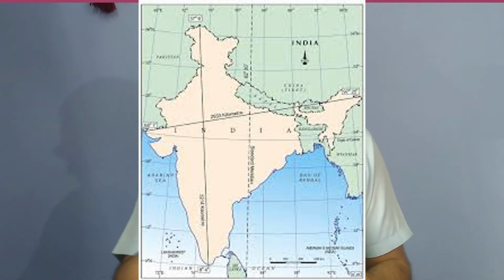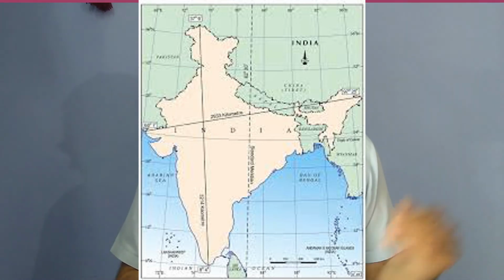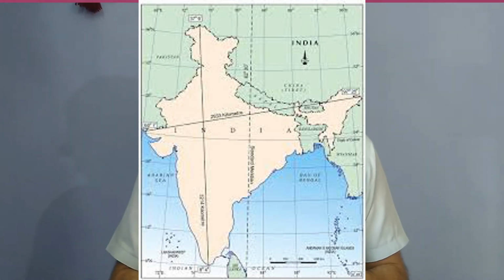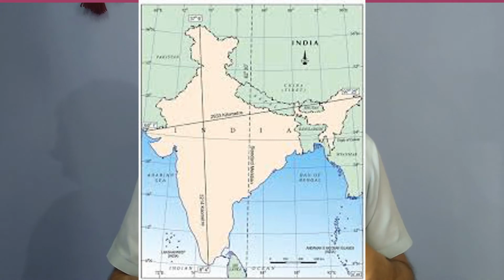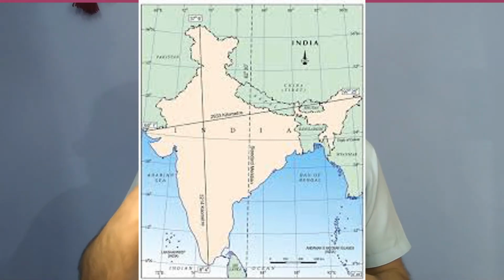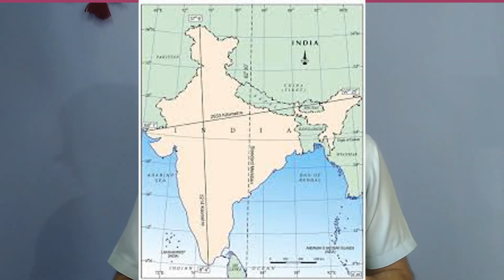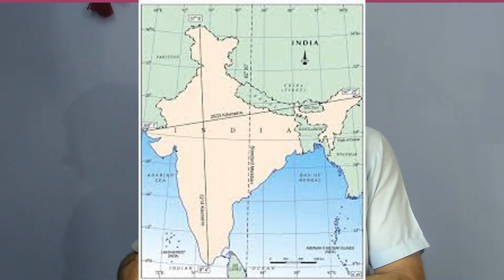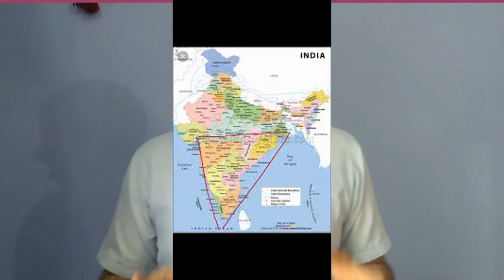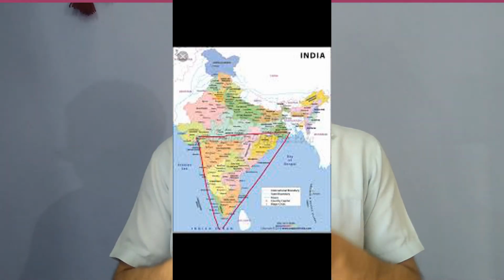In the middle of India, in most maps, you can see the Tropic of Cancer passes through the middle of India. It divides India almost into two halves. The southern part of the Tropic of Cancer is known as the tropical region, and the north of the Tropic of Cancer is known as the subtropical region.